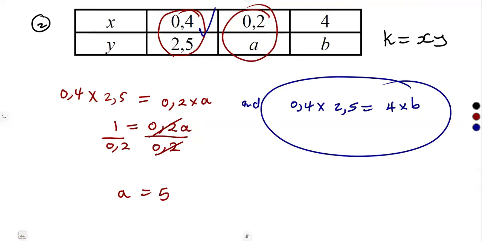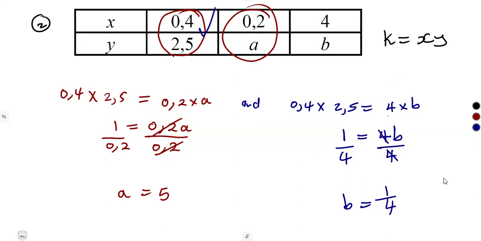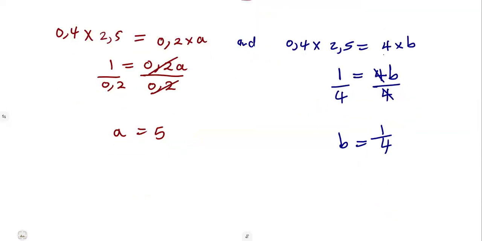To this one, we do the same thing. Remember, this one we already multiplied 0.4 and 2.5 and got 1. So 1 is equal to 4 times B, which is 4B. You need B, so simply divide by 4. That gives us the value of B, which is 1/4 as it is, or you can have it as a decimal, 0.25. It's up to you. You can even use your calculator there.